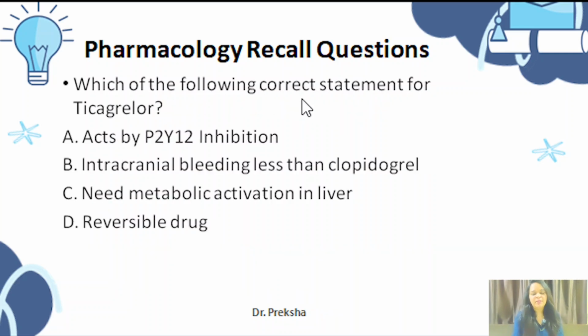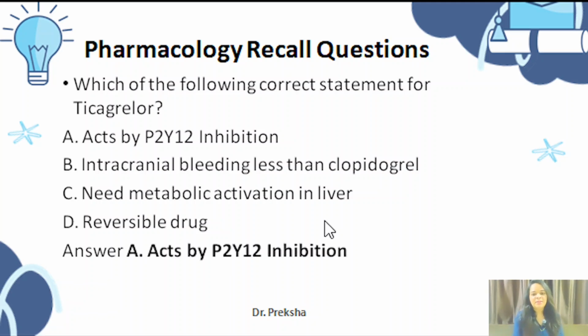Which of the following is the correct statement for ticagrelor? It acts by P2Y12 inhibition. That is true. Intracranial bleeding less than clopidogrel. Needs metabolic activation in the liver, and it is a reversible drug. So this is a multiple correct answer type of the question, and here two options are correct. One is it acts by P2Y12 inhibition, and another is it is a reversible drug. So two options are correct here.